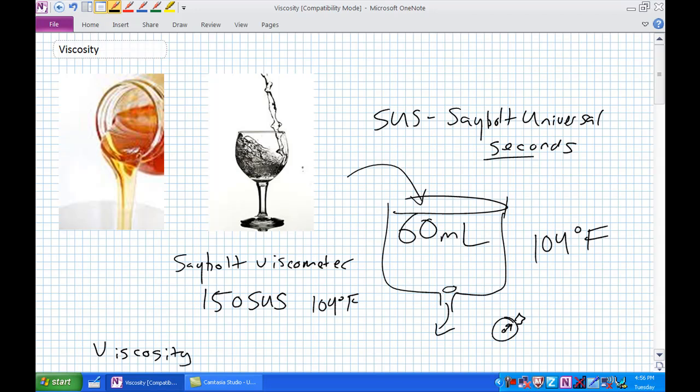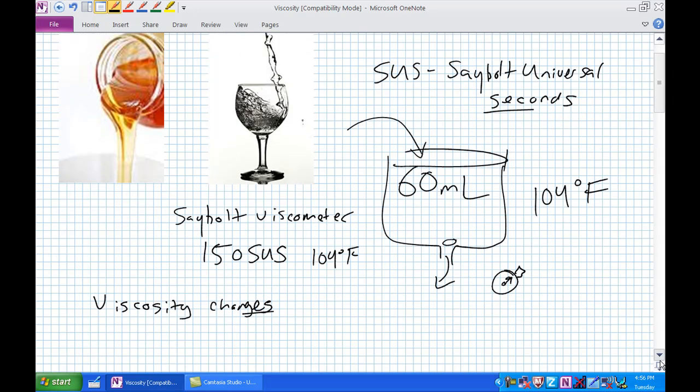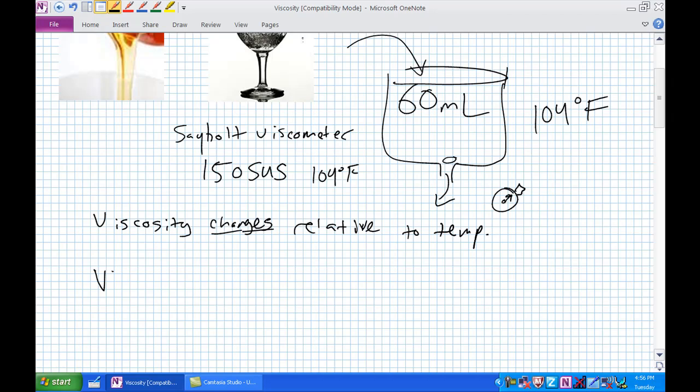Okay, viscosity changes relative to temperature. And we need a way to measure this, whether a fluid is stable, i.e. at certain temperatures, across a range of temperatures, it's going to have the same viscosity, versus unstable, i.e. if it changes viscosity rapidly or slowly. Okay, so this is what's known as a viscosity index, or VI.